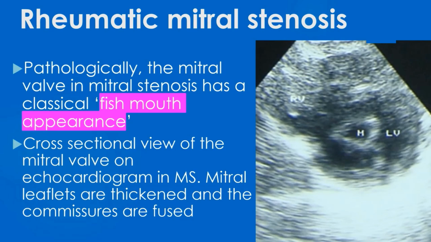Pathologically, the mitral valve in mitral stenosis has a classical fish mouth appearance. Cross-sectional view of the mitral valve on echocardiogram in mitral stenosis is shown here. Mitral orifice is marked as M and has a fish mouth appearance. Please note that the mitral leaflets are thickened and the commissures are fused.